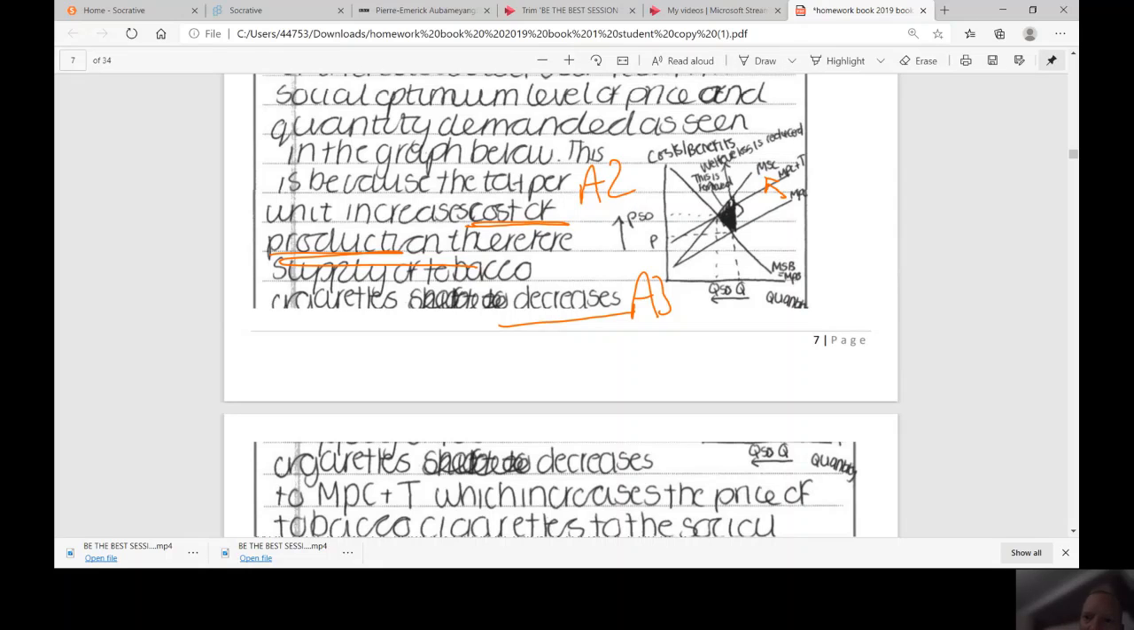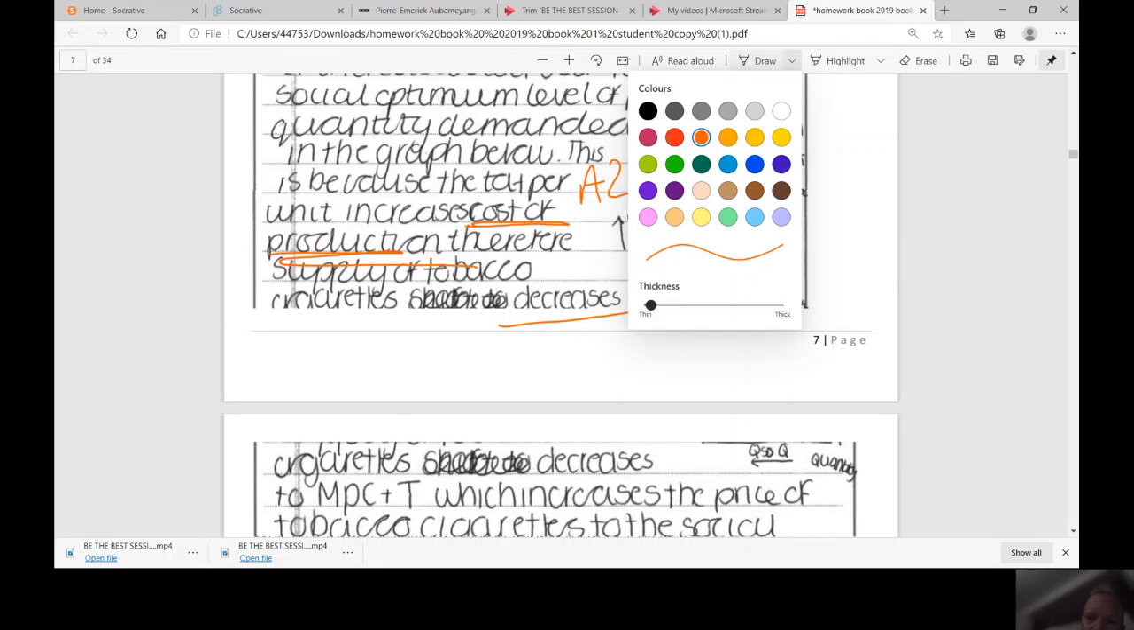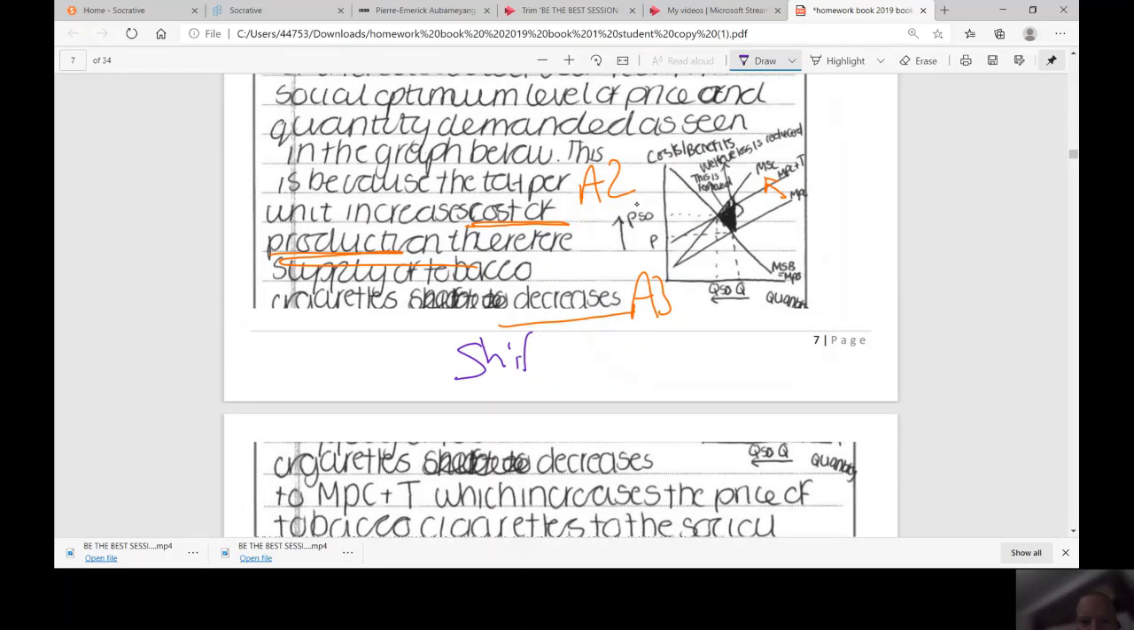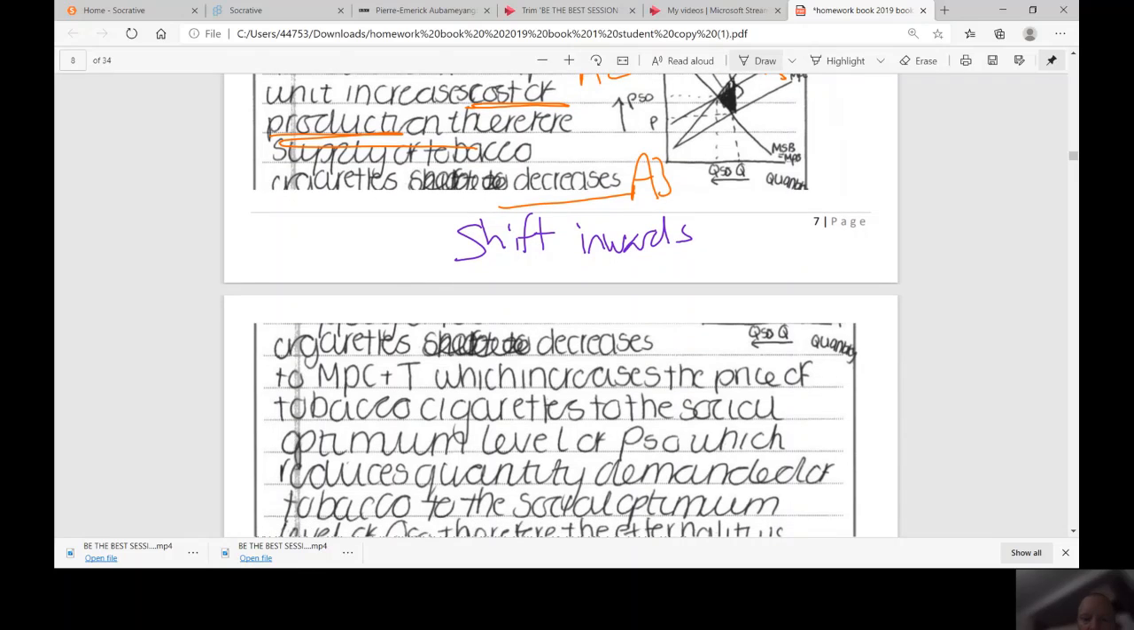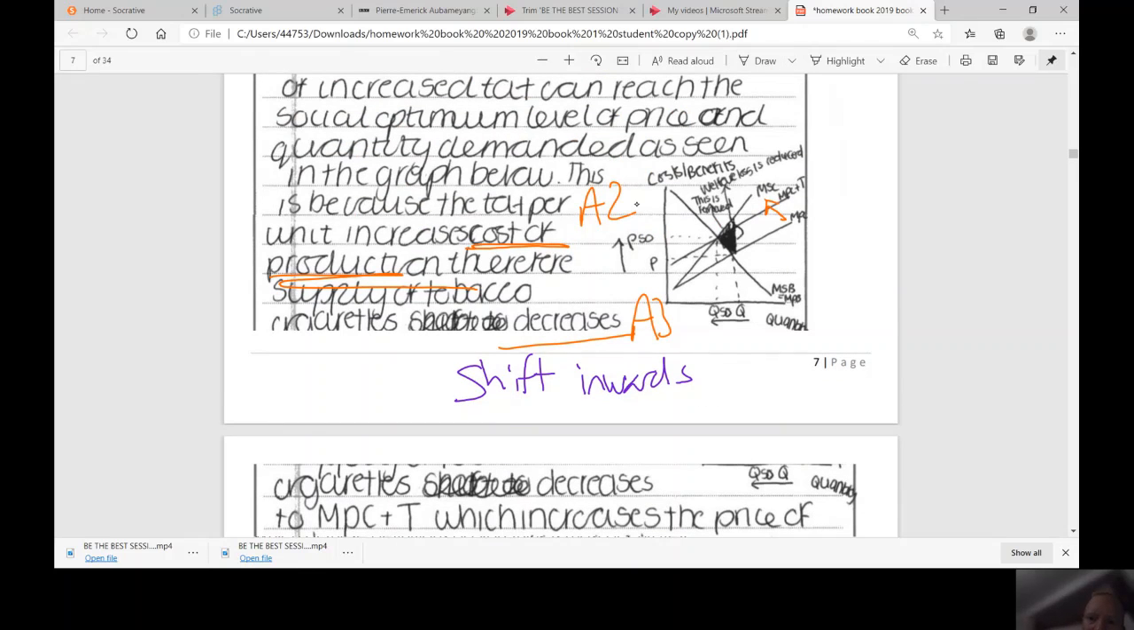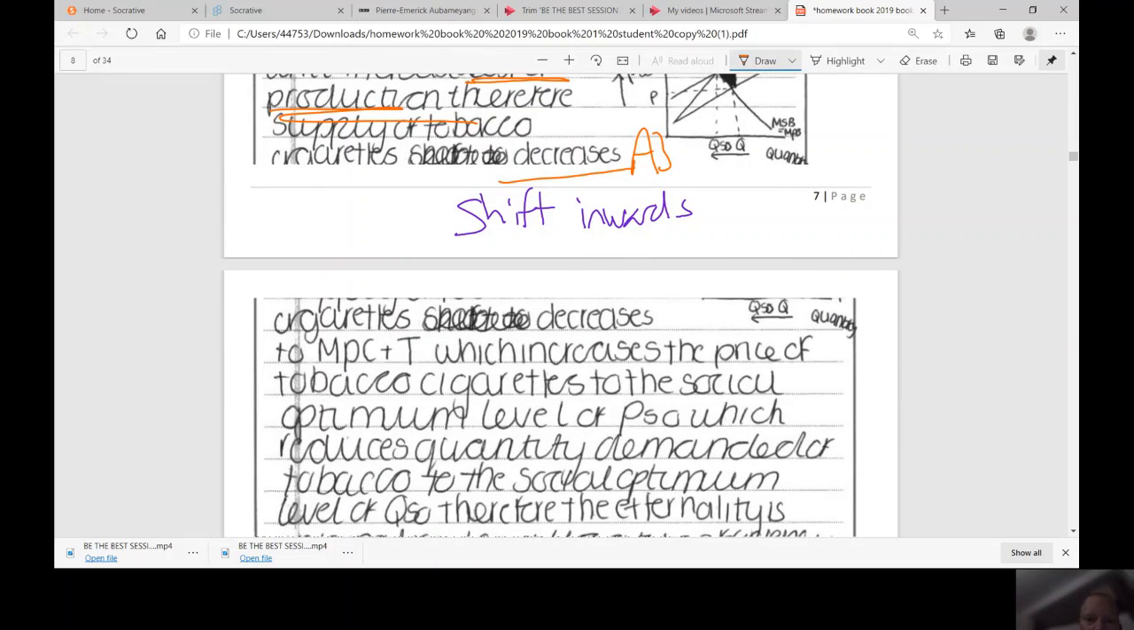Little key thing missing from that, just to be 100% accurate, what that student should have written was a shift inwards instead of decreases. If it said shift inwards, there was an additional mark waiting for them there. So if we go back to what they've just written in terms of referring to the graph, again, we've got specific reference to this part of the graph. So this student picks up an extra mark there, increases the price of tobacco to the social optimal level at PSO, another nice link back to the graph there, which reduces the quantity demanded to the social optimal level, therefore the externality is solved.